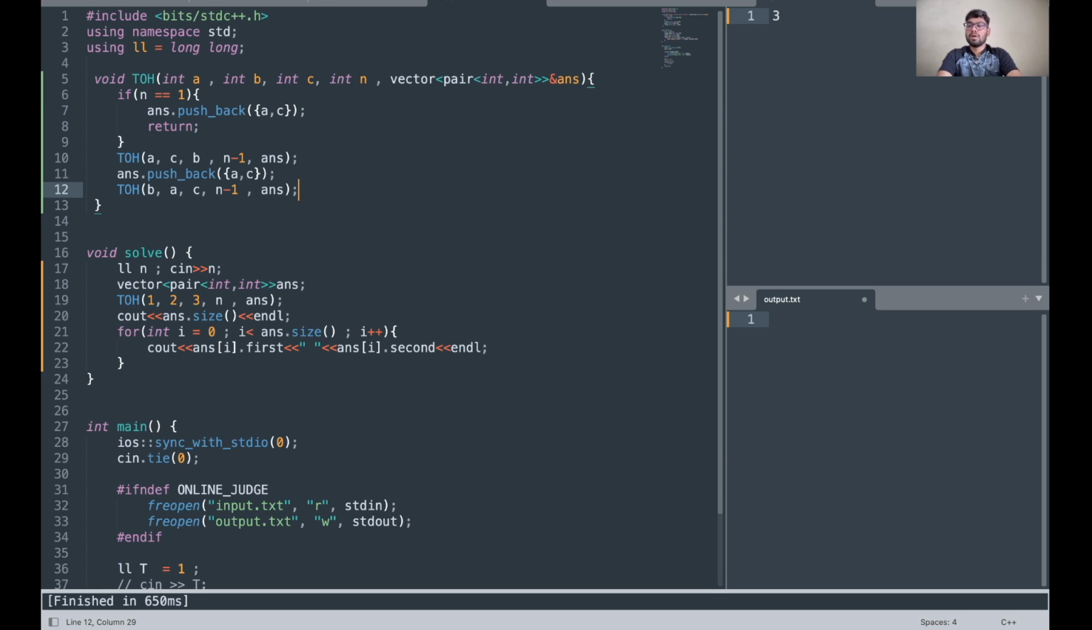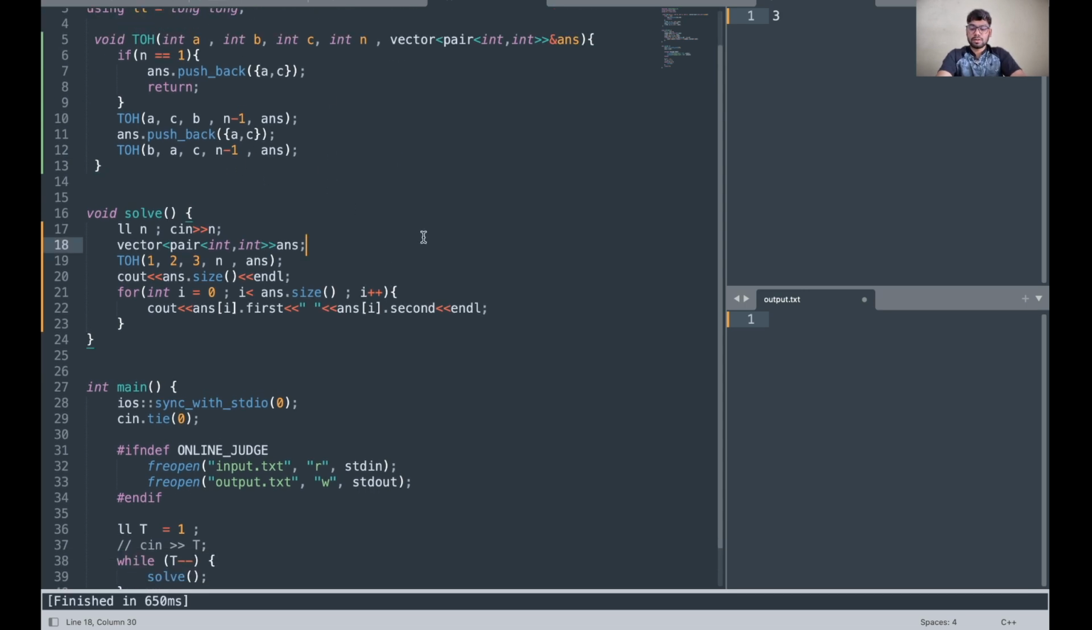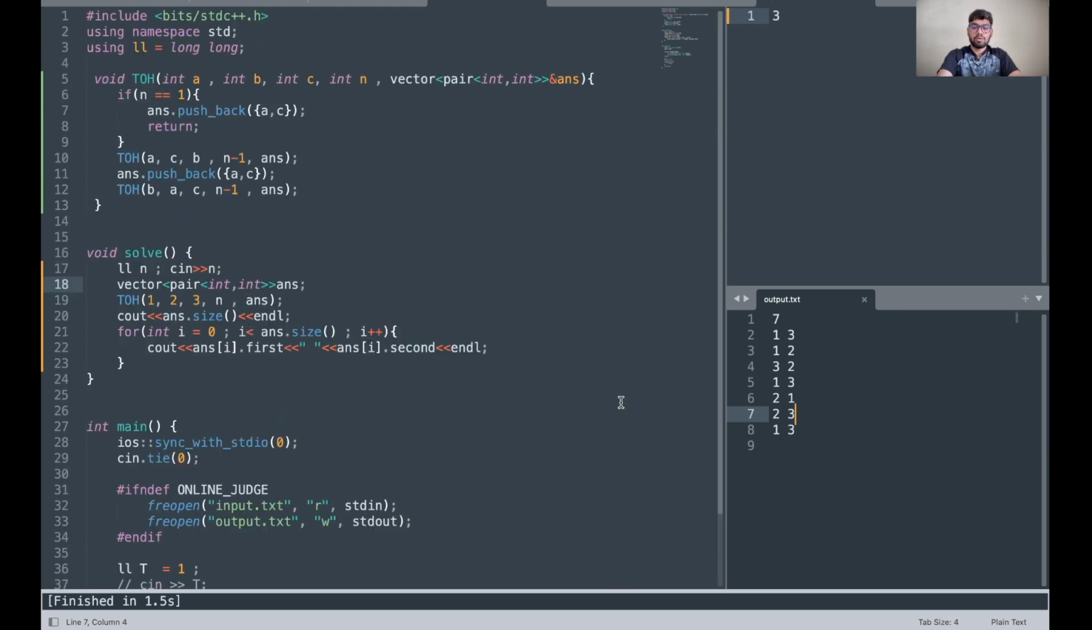Okay, now the code is complete. Just take a dry run, and this is working totally fine. Taking the first disk and moving from A to C. After that, the second disk from A to B, and again the first disk from C to B, and the third disk from A to C. Okay, and again the first disk from B to A, and the second disk from B to C, and lastly the first disk from A to C. Now the code is working totally fine.